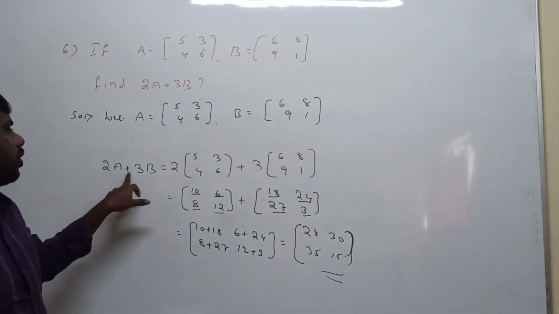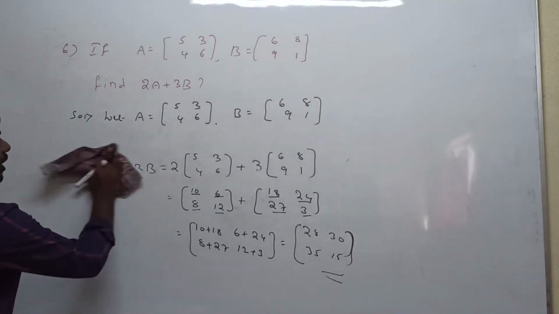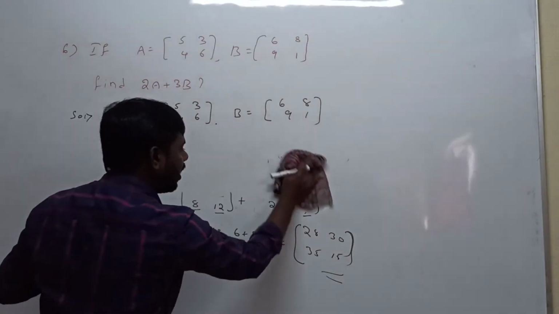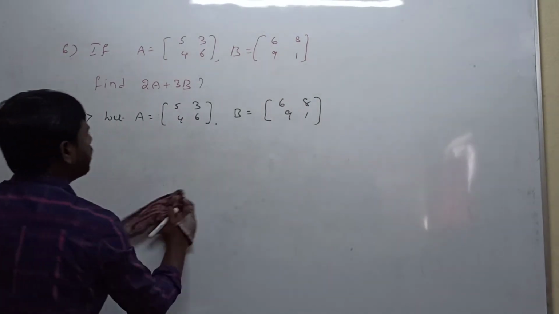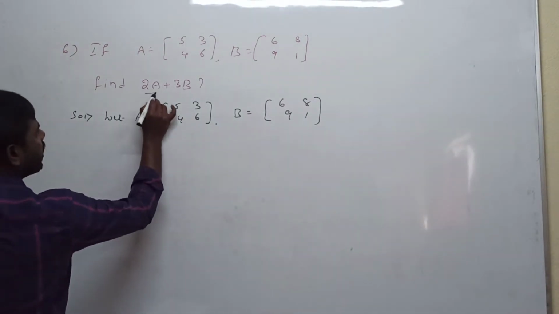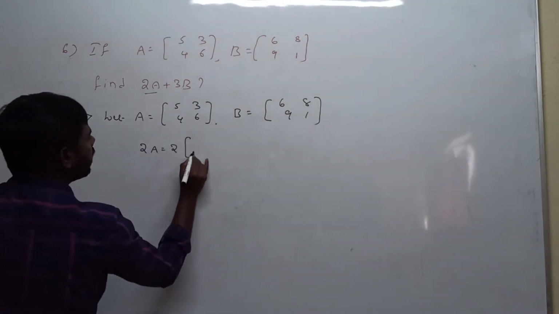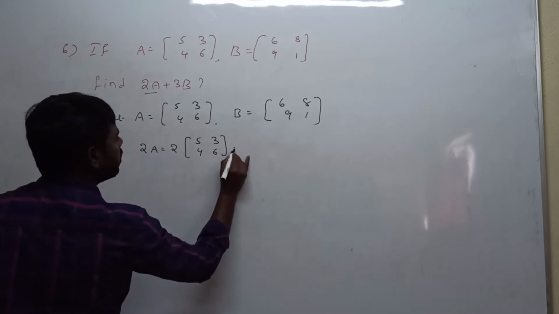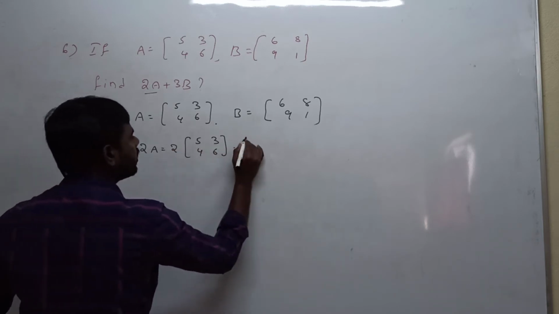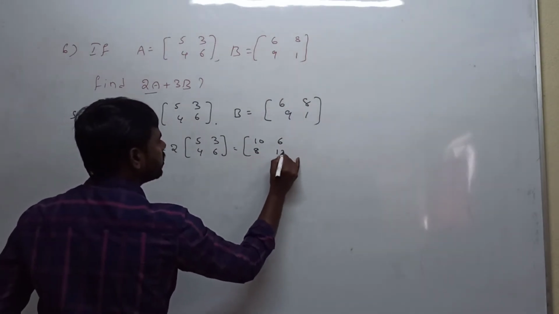Here I am substituting directly. Suppose if there is any confusion, we can do it separately. First calculate the 2a value, after that calculate the 3b value. Suppose any confusion is there, first calculate 2a. 2 into A is equal to 2 into A matrix, 5, 3, 4, 6. Now each element multiplied by 2. 2 5 is 10, 2 3 is 6, 2 4 is 8, 2 6 is 12.